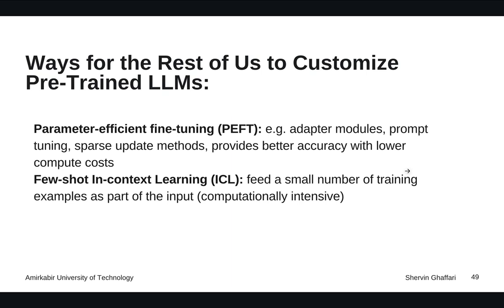And also you can use few shot in context learning. As I said before, it's a technique of prompt engineering, an advanced prompting technique, feeding a small number of training examples as part of the input. But due to the context window limits, you might face a problem in how to ask your question or in the final output accuracy. It's also computationally intensive.